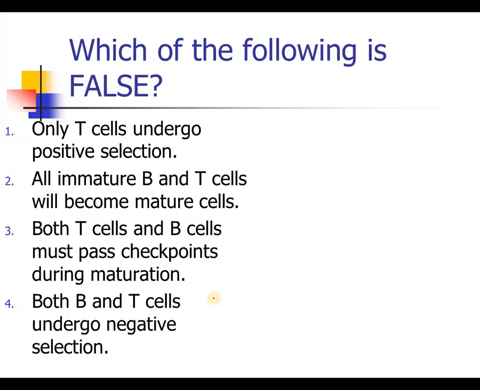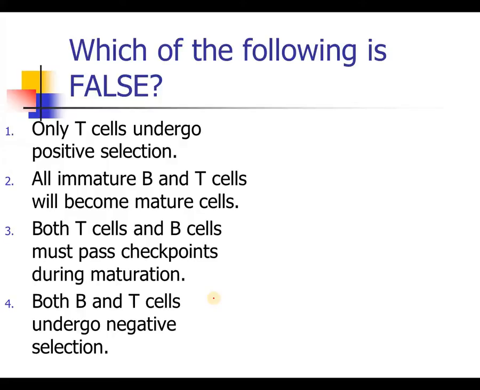All right, so given that, I would like you to answer the following question. Think about it, and I'll show you the answer after you've thought about it. Which of the following is false? Only T cells undergo positive selection. All immature B and T cells will become mature cells. Both T cells and B cells must pass checkpoints during maturation. Both T cells and B cells undergo negative selection.